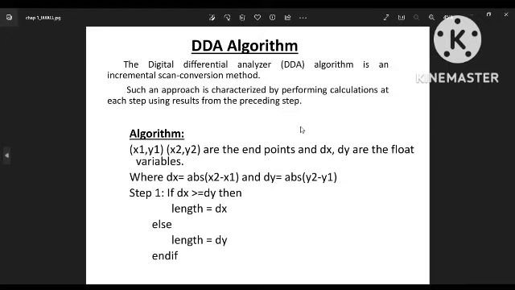Compared to Bresenham's, DDA will be faster in calculations. It is one of the advantages.